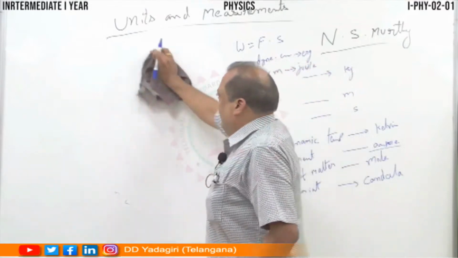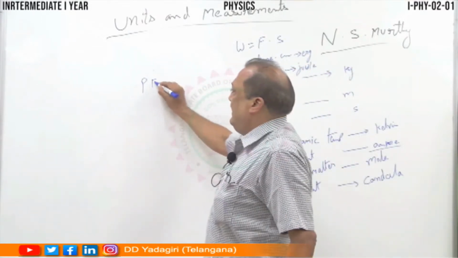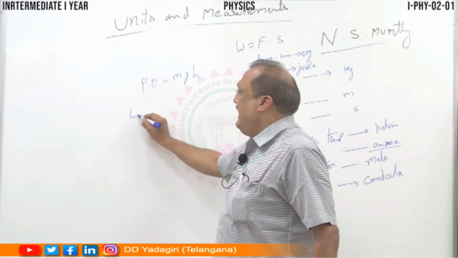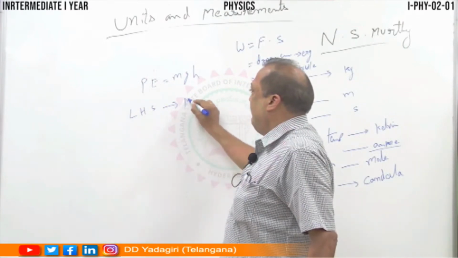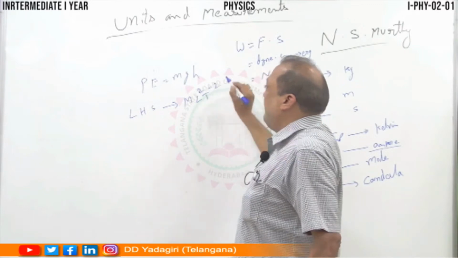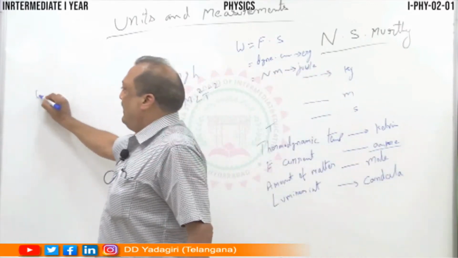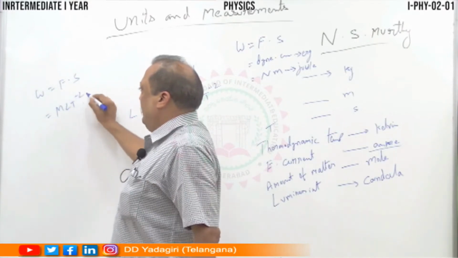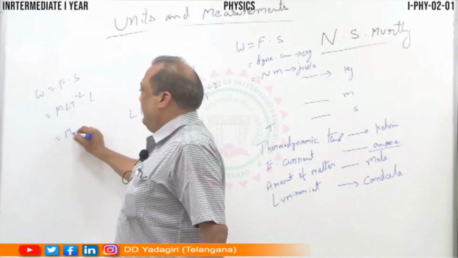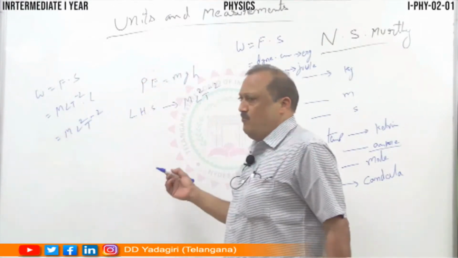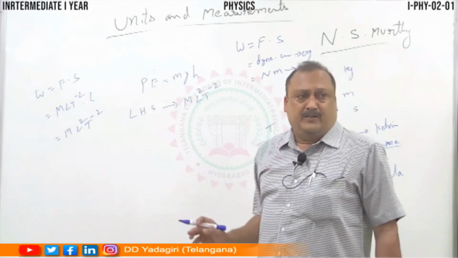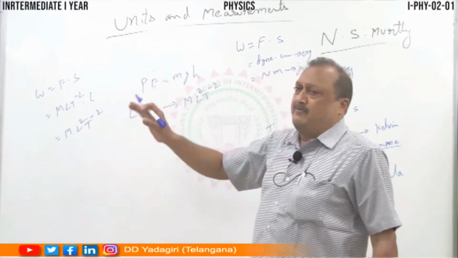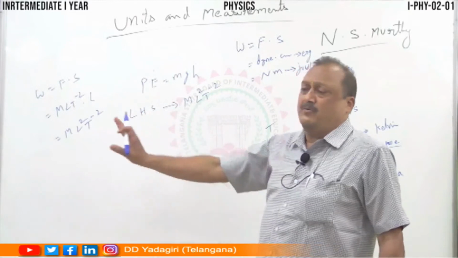For example, potential energy equals mgh. The dimensional formula of energy, on the left hand side, is M L square T minus 2. Work is force into displacement. The dimension formula for force is M L T minus 2. The displacement dimension formula is L, that gives M L square T minus 2. Work and energy have the same units. So the left hand side dimension formula is M L square T minus 2. If the right hand side dimension formula is also equal to M L square T minus 2, then this equation is correct.